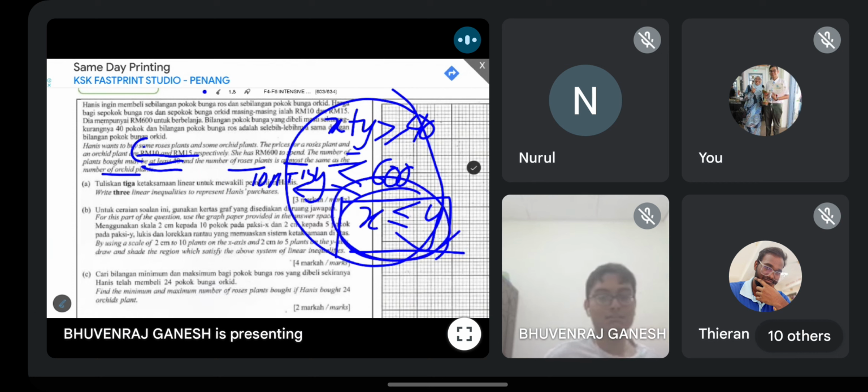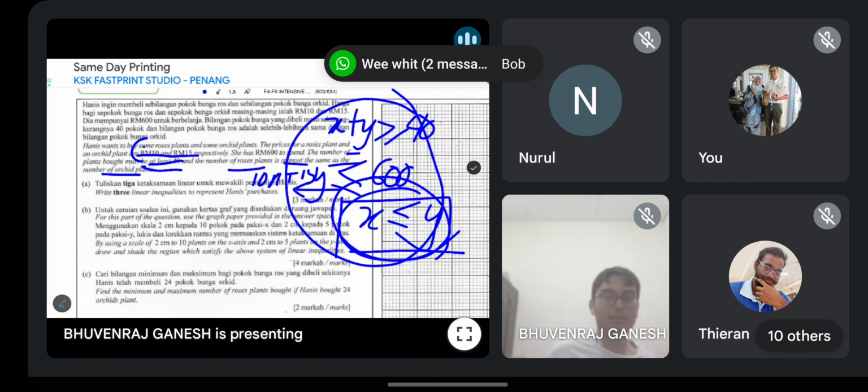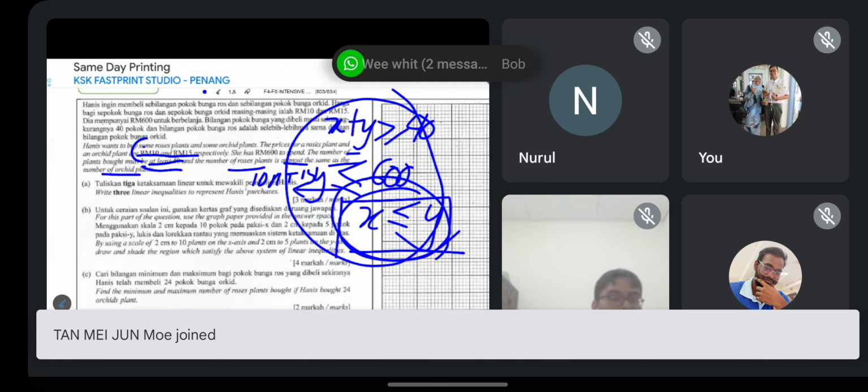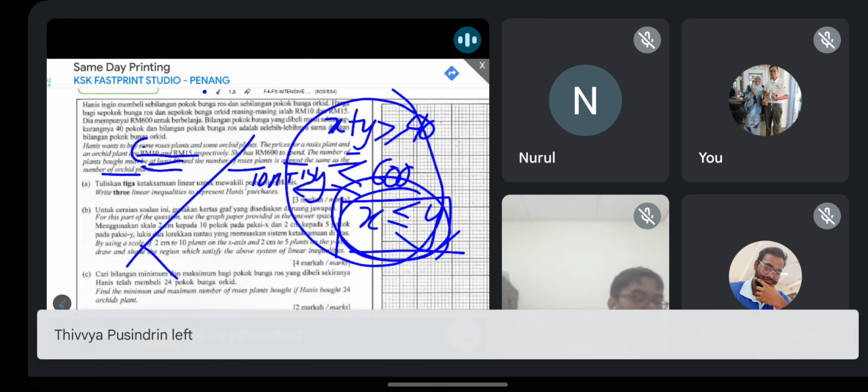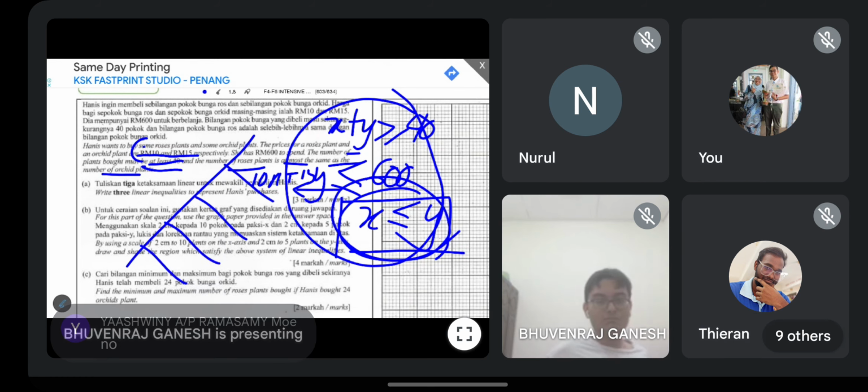What should I do here, guys? Can I directly look at this and shade? Yes or no? X less than or equal to y. Can I directly shade down? Can or not? Can I directly shade to the bottom? What I mean is like this. Can I do like this? Correct or wrong? Okay, wrong. Make sure you must change.